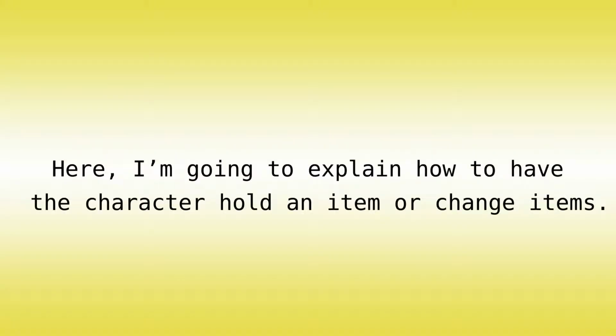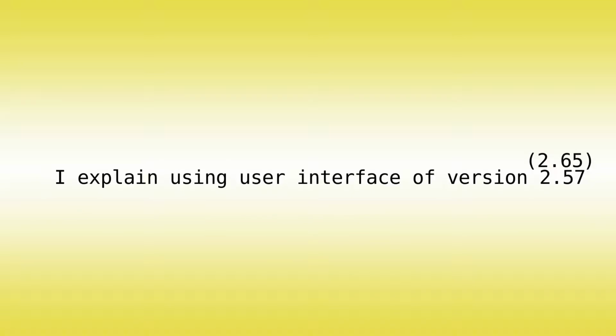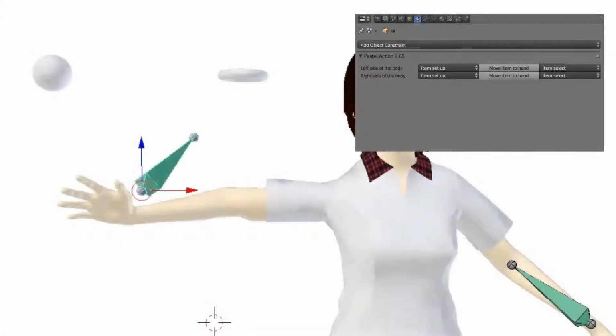Let's hold an item. Here, I'm going to explain how to have the character hold an item or change items. I explain using the user interface of version 2.57. The character is displayed. Also, as items to hold, a globe and a torus are displayed as well.